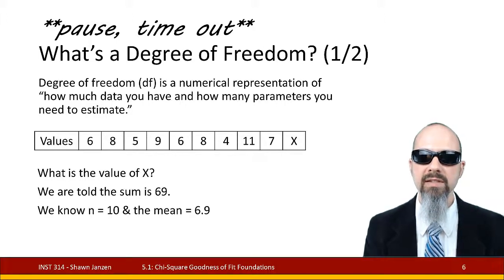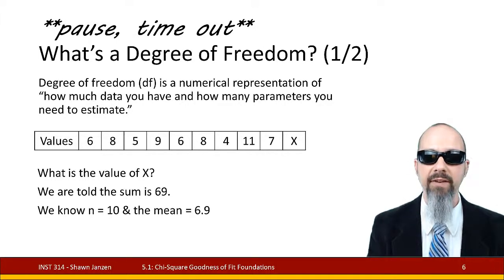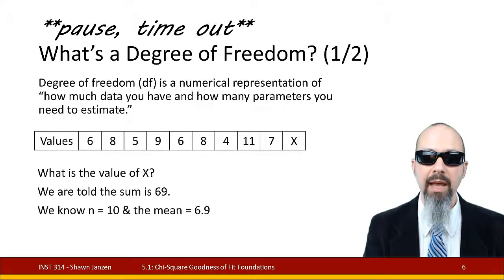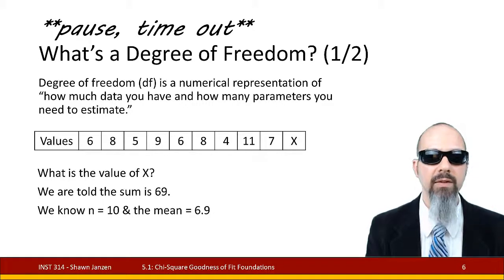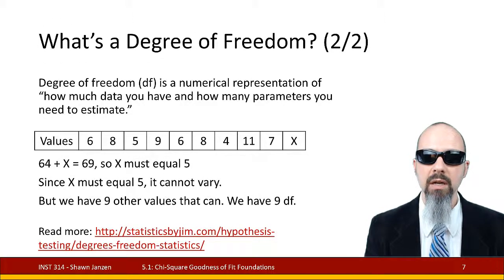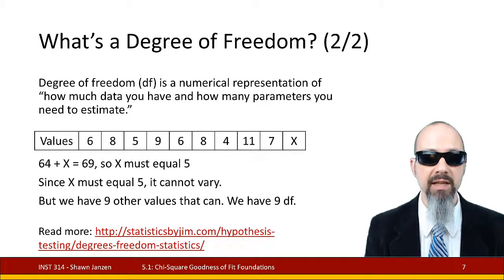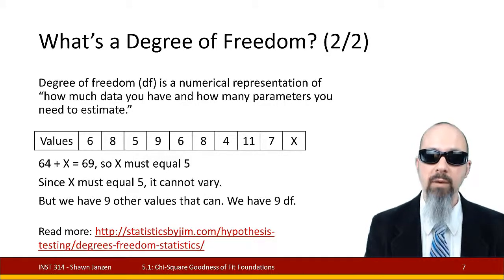So let's take, for instance, the table that I have up on the screen. We have values 6, 8, 5, 9, 6, 8, 4, 11, 7, x. And I want to know what's the value of x. Well, if I tell you that the sum of all of the values in this vector is 69, you know that there are 10 values, and that the mean of those values would be 6.9. So if we just did some basic algebra here, 64 is the total of the values that we have, plus x equals our sum of 69, and so then x has to equal 5.